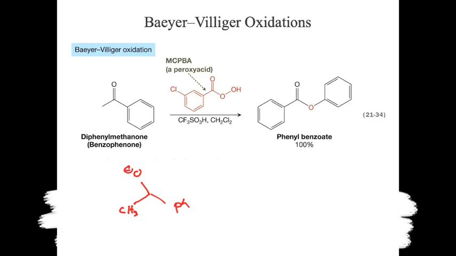We'd have our negative oxygen. We get our tetrahedral intermediate, right? Okay. There's our leaving group. The electrons come back down, and we need to do a rearrangement. Well, which do we rearrange? Is there a difference now? If I shift the phenyl over, what do I get for a product?